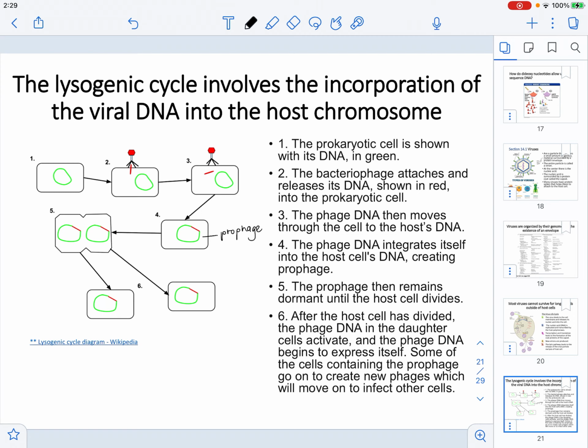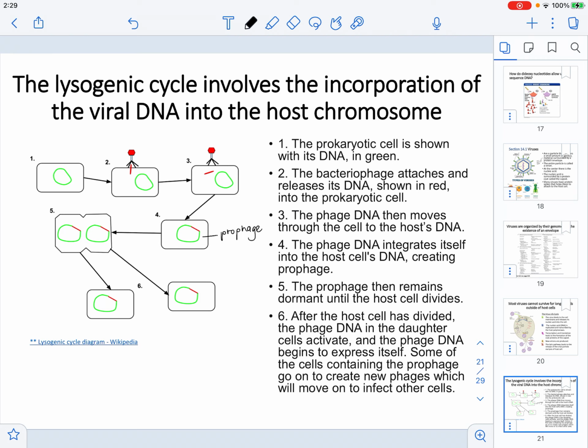As you can see on number 5, this prophage then remains dormant until the host cell divides. And understand that as a whole, once the cell undergoes cell division, the phage DNA that was brought in by the bacteriophage, in other words, the virus, is going to begin to express itself. Some of the cells that contain the prophage go and create new viruses or phages, which then will go and infect other cells.